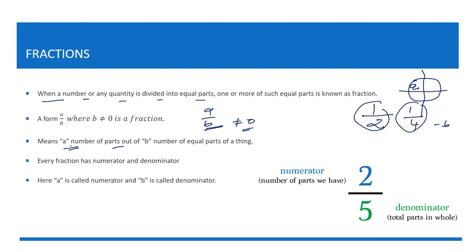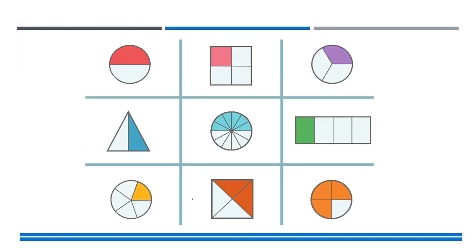A by b means a number of parts out of b number of equal parts of a thing. Every fraction has a numerator as well as a denominator. So here this is called the numerator, and this is called the denominator. The numerator represents the number of parts we have. The denominator represents the total parts in a whole. Let us check some figures.